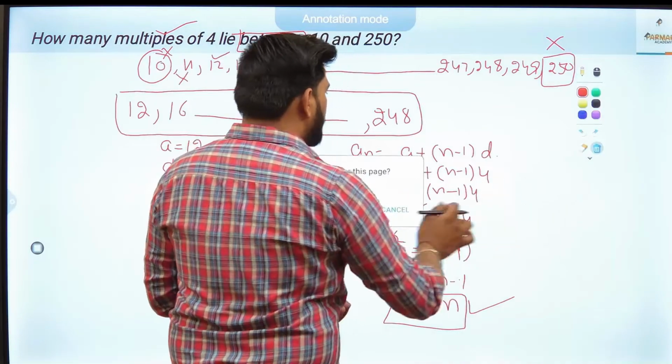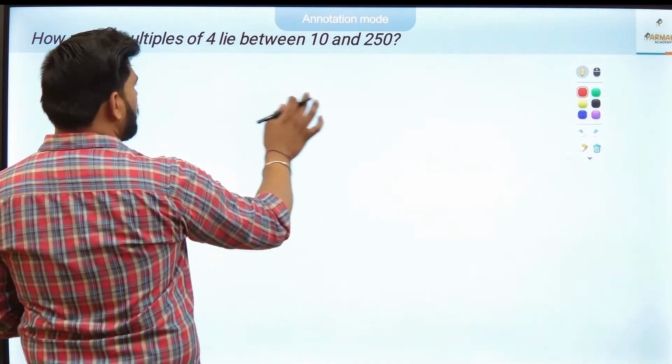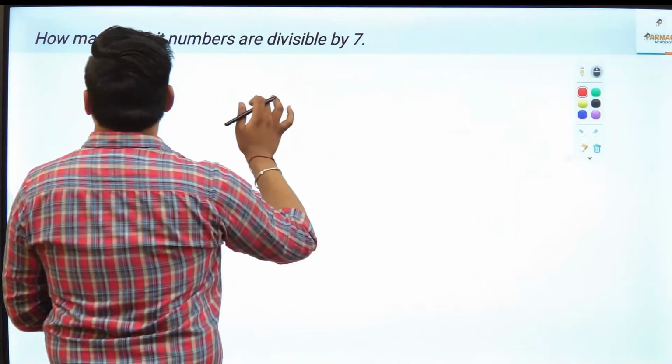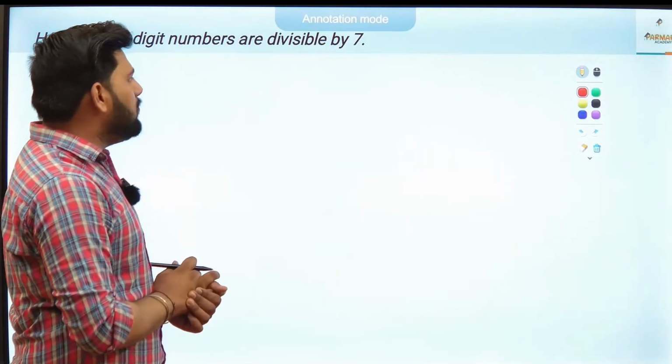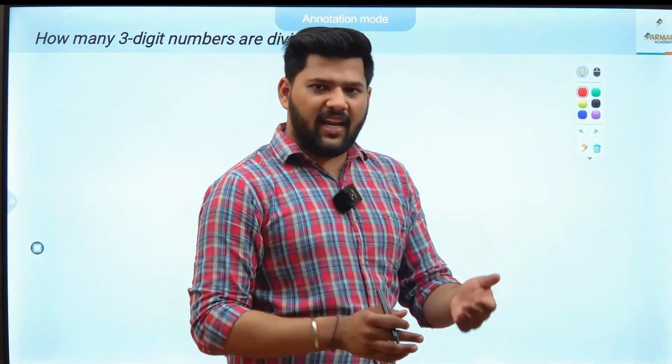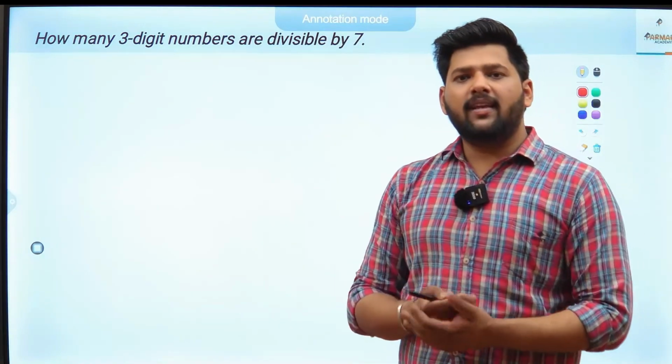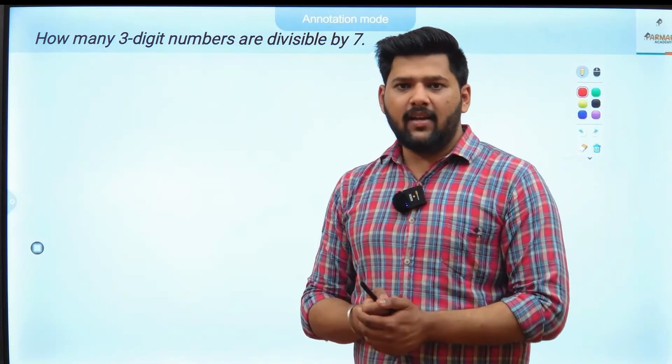The next one is, how many 3 digit numbers are divisible by 7? Again, same type of question. How many 3 digit numbers are divisible by 7?